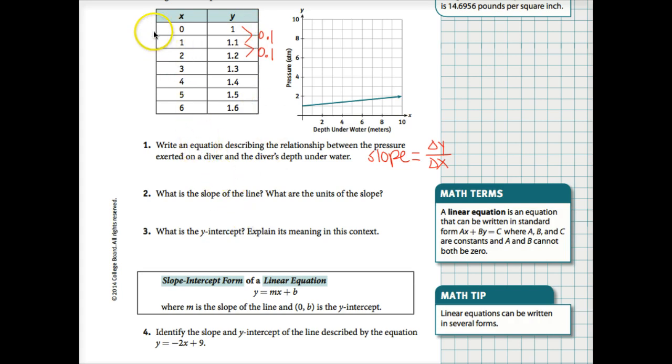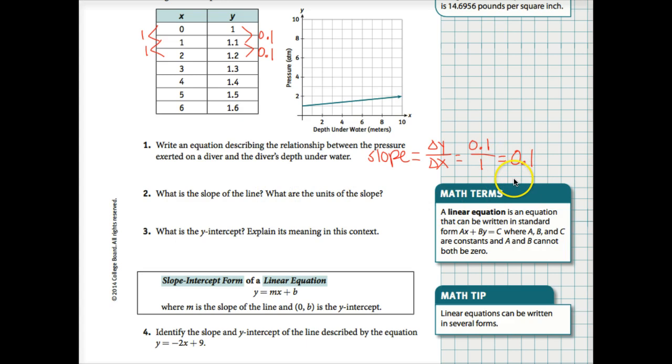So now we just have to check the delta x's. 1 minus 0 is 1. 2 minus 1 is 1, and these are going up by 1s every time as well, which means that our delta y over delta x is going to be 0.1, that was the change in the y's, over 1, which is 0.1. Now remember, we're allowed to use a decimal here because it's a real life situation and because they gave us decimals in the original problem.